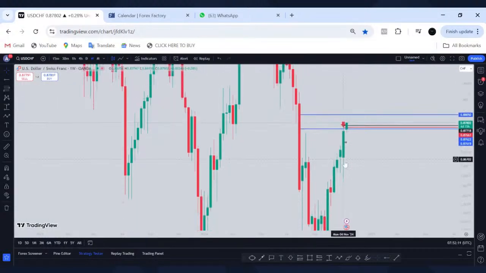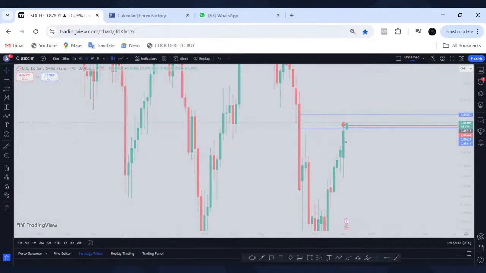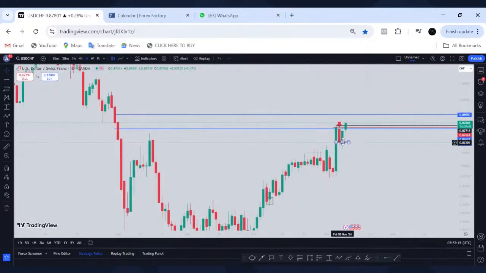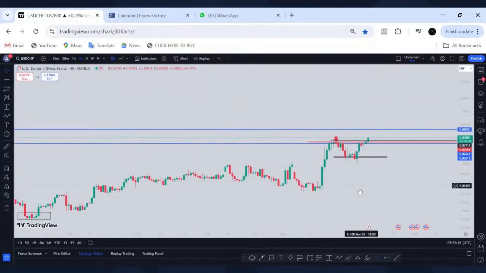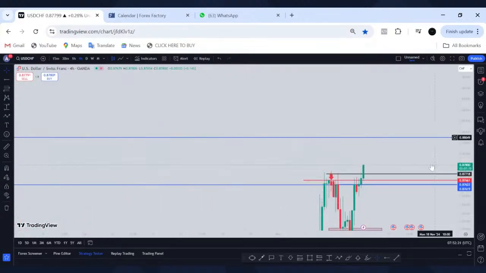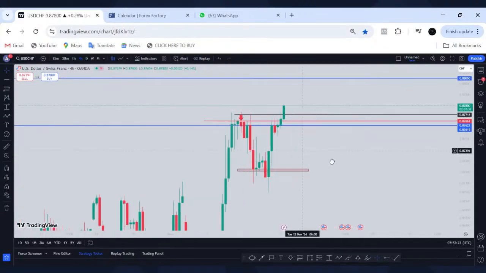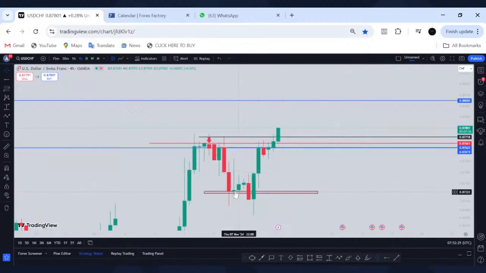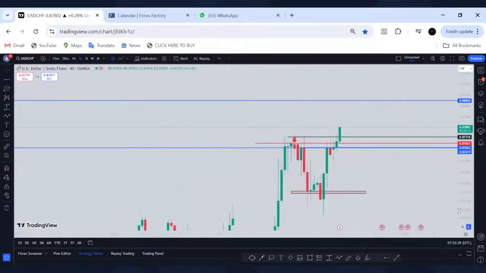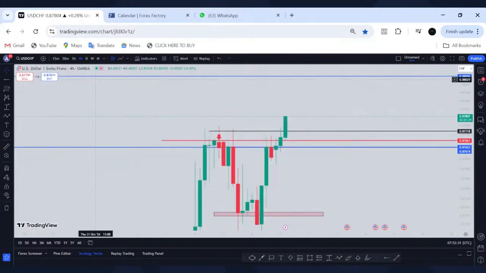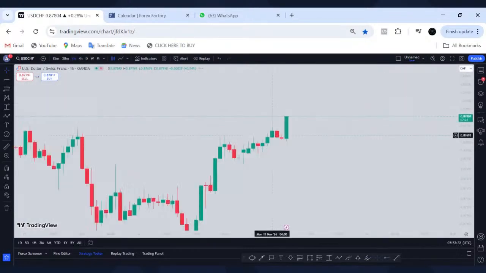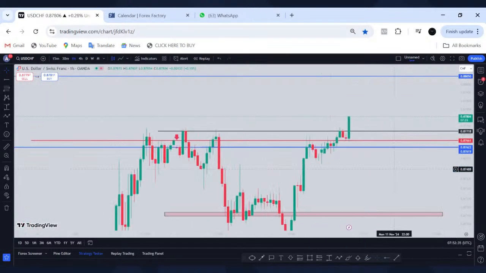If you move to the weekly time frame, price is in an uptrend. Daily time frame, price is in an uptrend, made a pullback. Okay, trend continuation. If you move to the H4 time frame, price has broken out and made a retest. What are you expecting? I love the way USD CHF moves. I'm really in love with USD CHF.